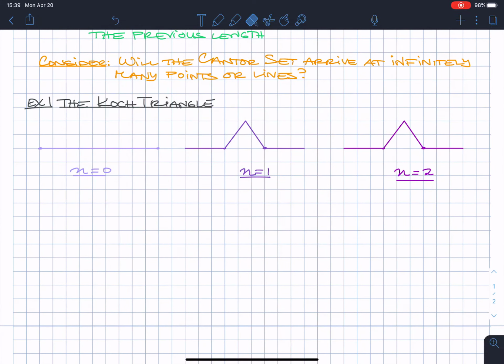And I'm going to omit the middle third of each line segment. And on each of those line segments I omitted, I'm going to create an equilateral triangle, or two parts of an equilateral triangle.